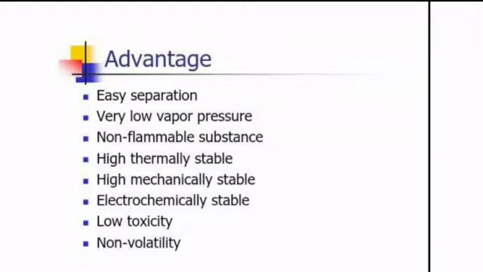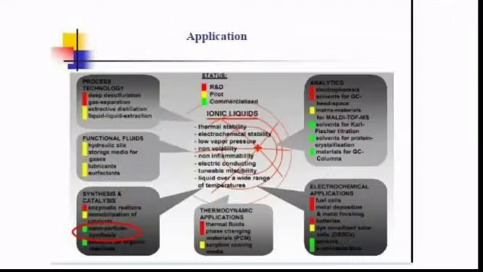Here we discuss the advantages of ionic liquids. The main advantages are given here. First is easy separation, very low vapor pressure, non-flammable, high thermal, mechanical and electrochemical stability, non-volatility, and the last is very low toxicity, which is important because, as we said, they are also known as green solvents. These are the main advantages of ionic liquids.